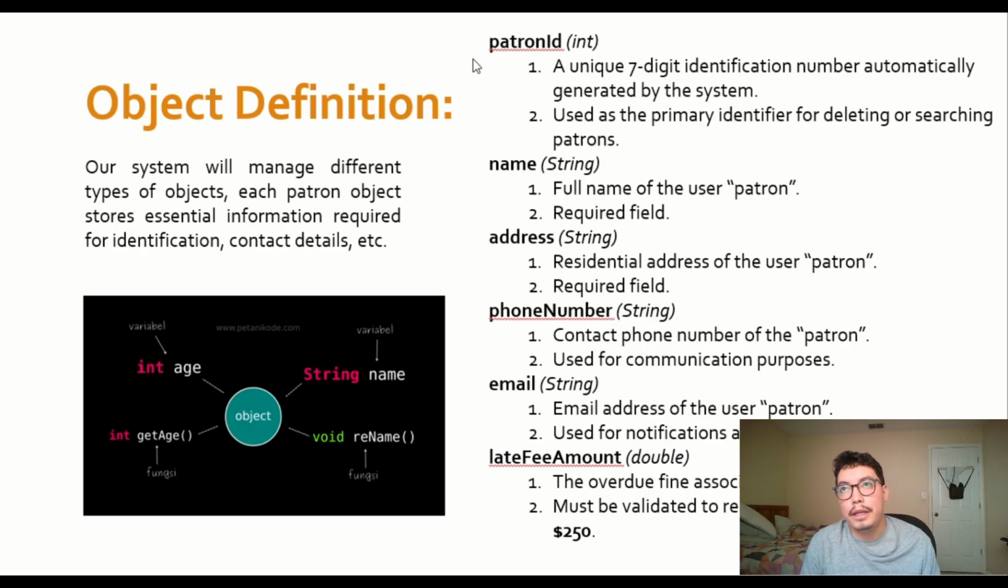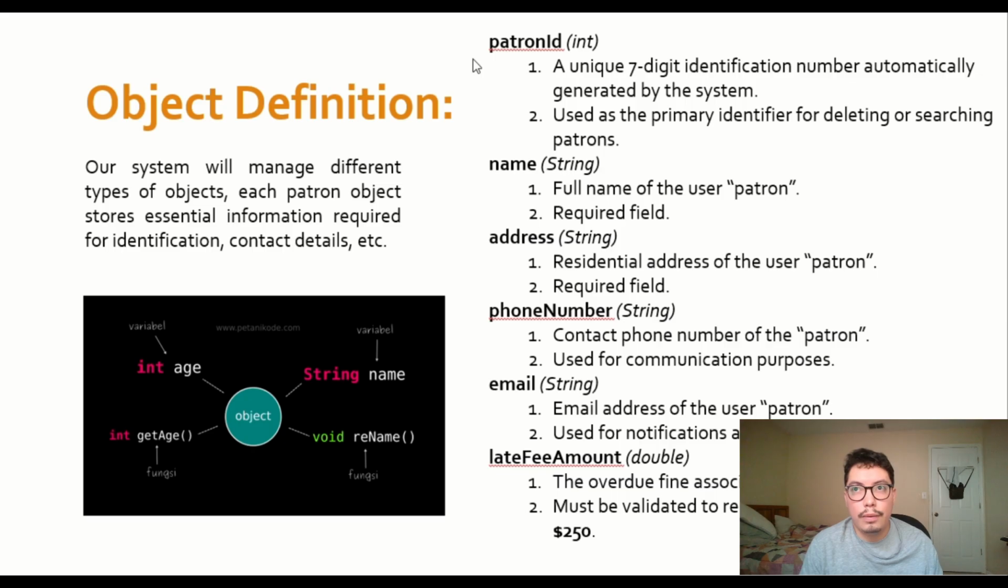In this case, patron ID is going to be of type integer. It's going to be generated automatically with code. Also, you're going to verify that it's not repeated among the other patron IDs. The name is going to be a string, because it allows a different number of characters, up to 255, without restrictions.